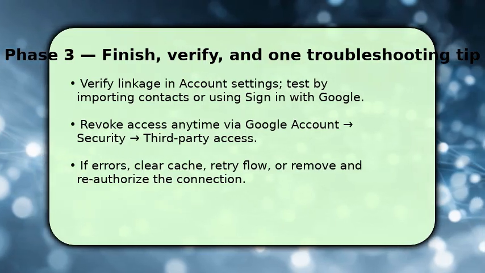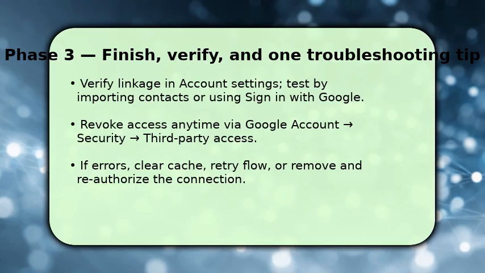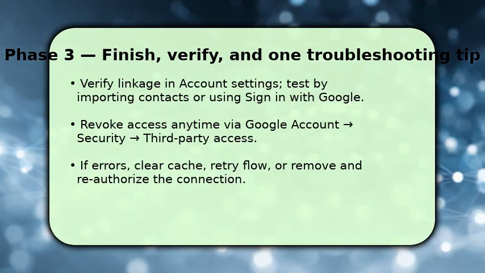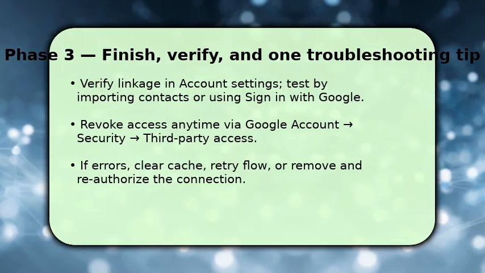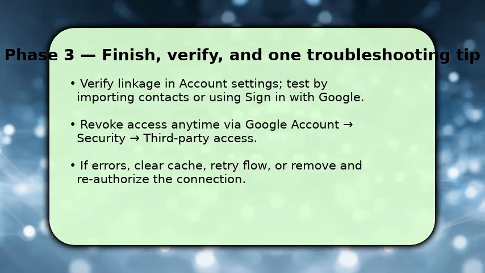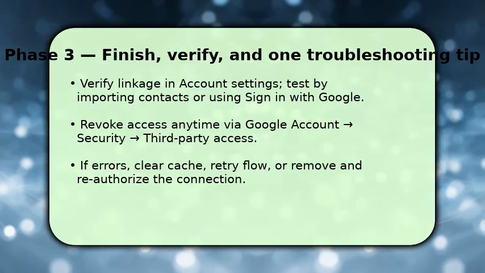You can always remove access from Google account security settings and reauthorize if tokens expire. One troubleshooting tip: if authorization repeatedly fails, sign out of both apps and sign back in before attempting the flow again.